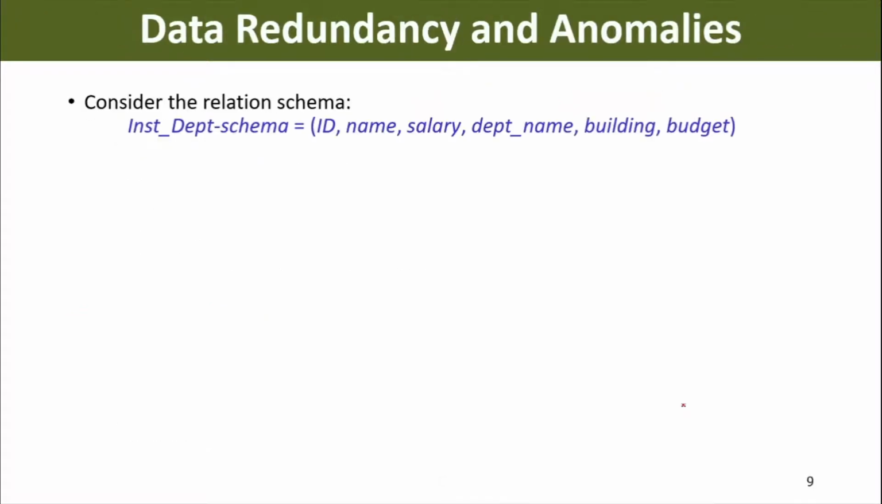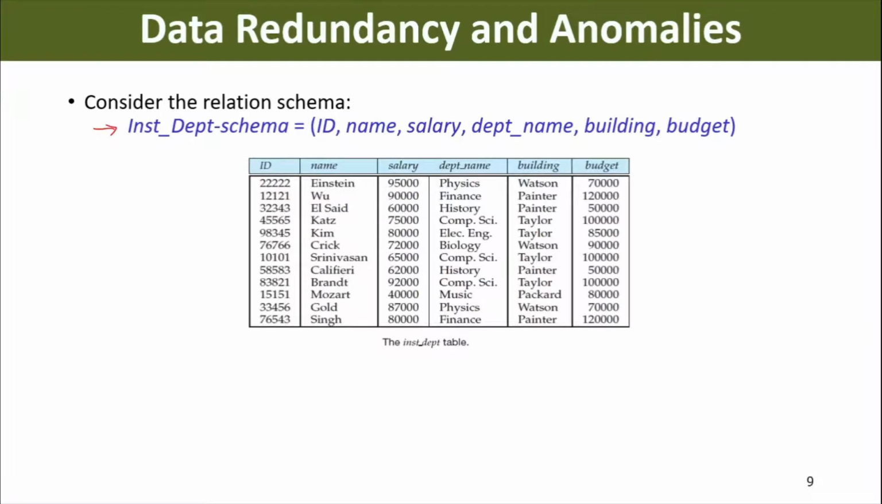Now, under this, let us look at what kinds of anomalies we are talking about. So, let us talk about data redundancy and what kinds of anomalies we may face due to this data redundancy. So, let's see one example schema. We have the relation schema, instructor department schema, wherein we have the attributes ID, name, salary, department name, building and budget. So, this is the entire relation. This is a single relation that we are having. And let us look at this particular instance of this relation, right?